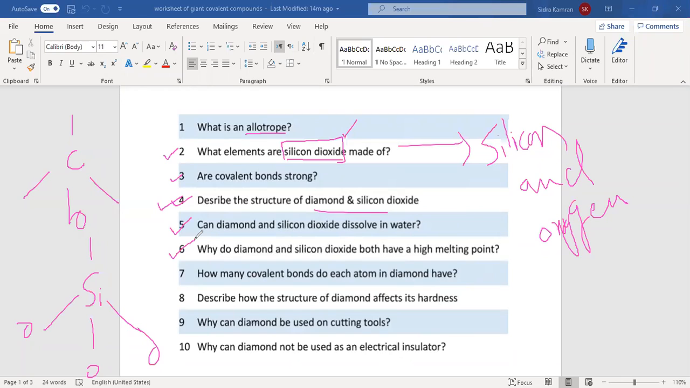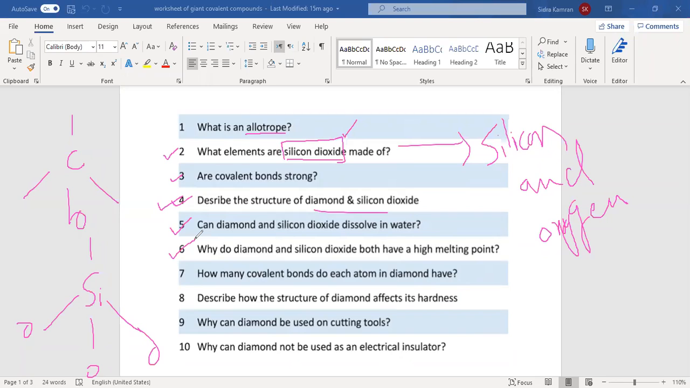Can I answer? Yes, beta. Both diamond and silicon dioxide have giant covalent structures, having very strong covalent bonds between the atoms. That's why you need a lot of energy to break these covalent bonds.